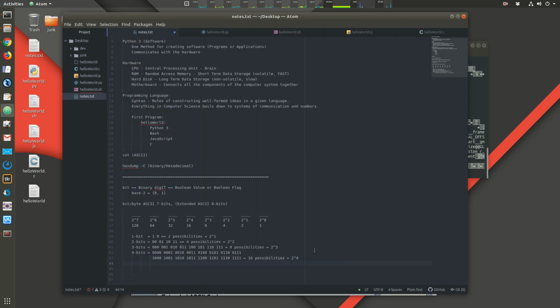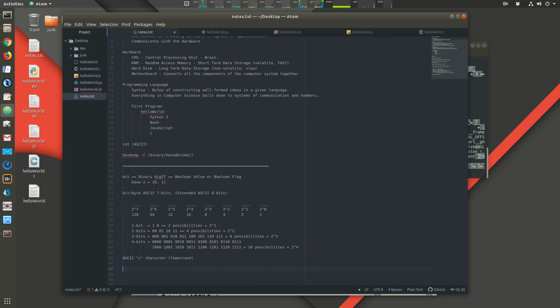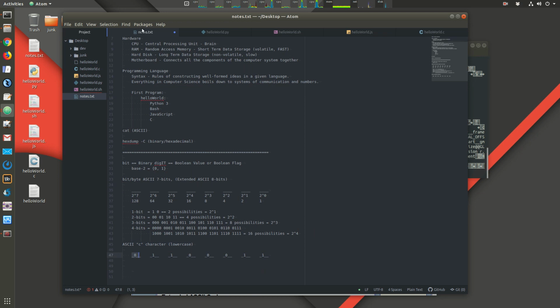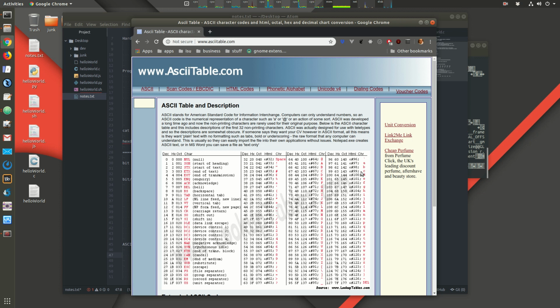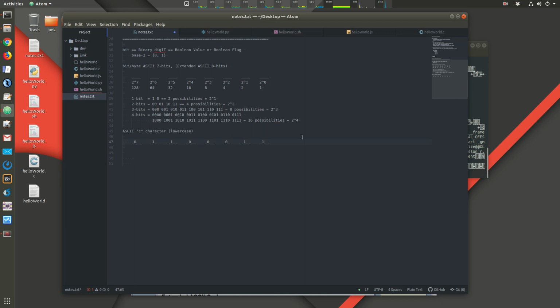Alright? So let's look at the ASCII character c. This is a lowercase c character. Okay, so let's examine this a little bit. So we have the ASCII character c. If we look on our chart, the ASCII character c is 99 in decimal, and it's 63 in hexadecimal. Now this just happens to be the binary representation of that. Okay, how do we know that?